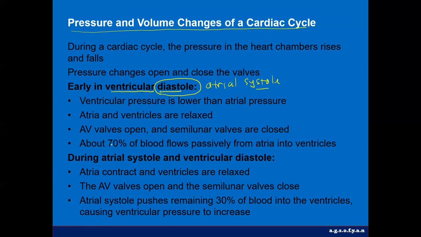Now during that time, 70% of blood will be flowing down from the atrium passively. This is mostly because of gravity, so the blood just flows down into the ventricle. After that, the atrium contracts, empties, and presses all the blood into the ventricle. So this atrial systole pushes the rest, the 30% of blood, from the atrium into the ventricle.